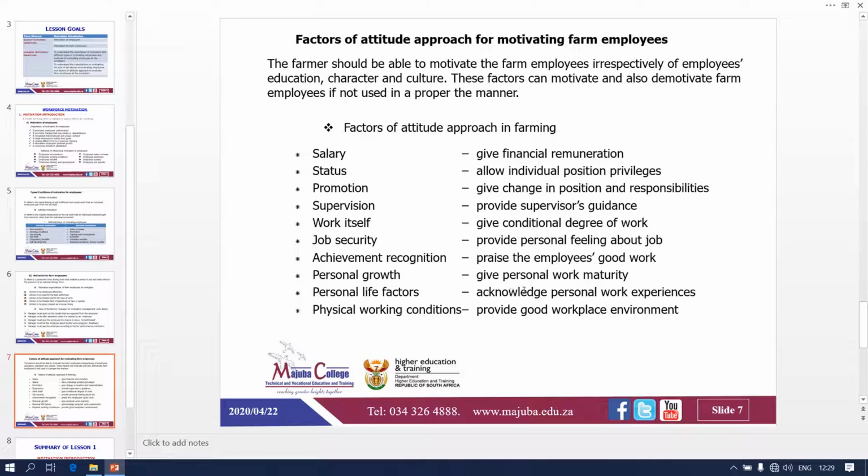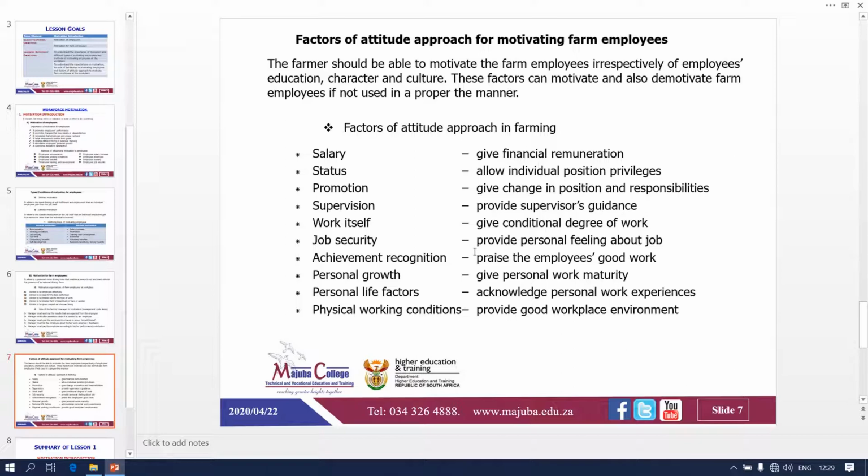Personal life factors, acknowledge personal work experiences together with challenges, right? Physical working conditions, provide good workplace environment. So if these factors have been applied positively, these are going to motivate the employees. But if they are applied in a negative manner, they are going to demotivate the farm employees.